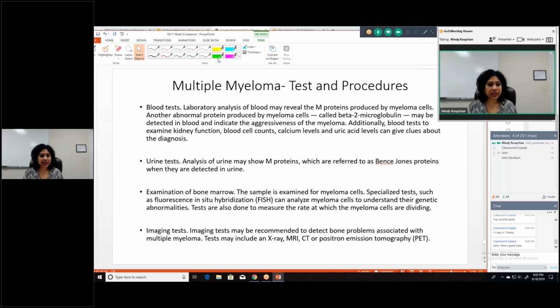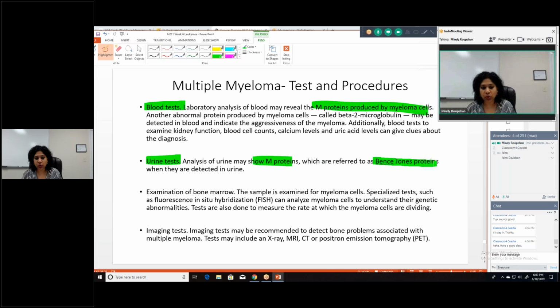We can do blood tests, so they can do labs, blood tests to reveal M proteins produced by the myeloma cells. We can do urine tests to show the M proteins, referred to as Bence-Jones proteins when they are found in urine. We examine the bone marrow. So this is a FISH, again, we just talked about, which we can analyze the myeloma cells to understand the abnormalities in their genetics, and also to understand and measure the rate at which they're dividing. And then, of course, your imaging tests, CT, MRI, PET scan, X-rays.